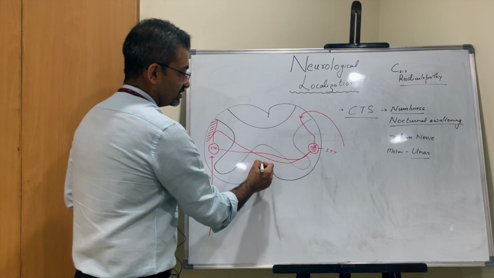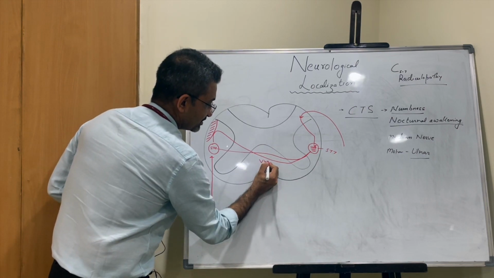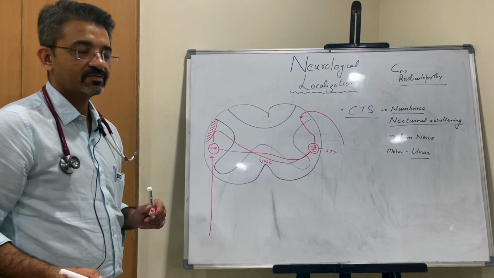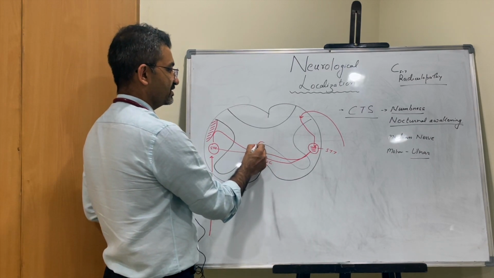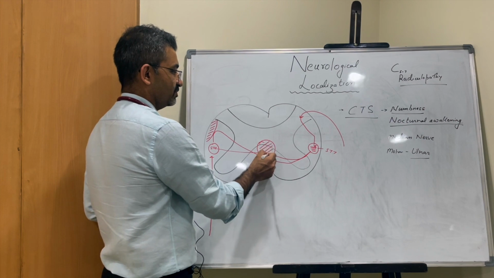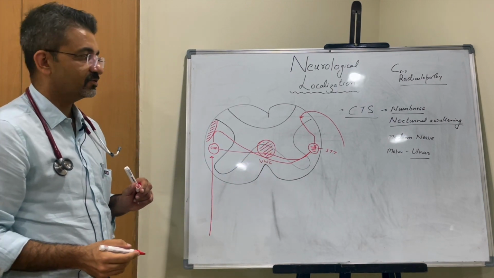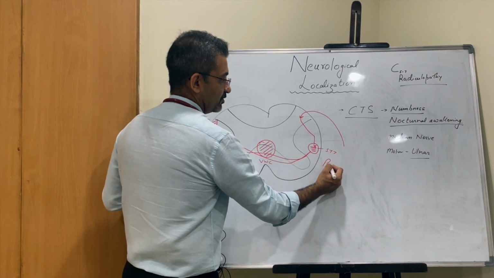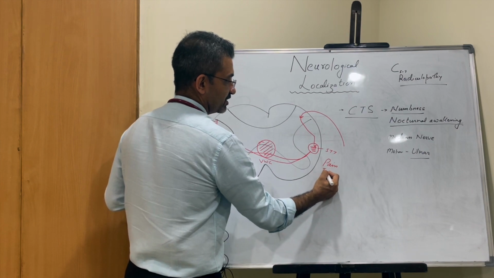So the crossing over is in the ventral white commissure, and whenever you have a syrinx which gets enlarged, the first fibers which get affected are the spinothalamic tract. So your pain and temperature goes away.